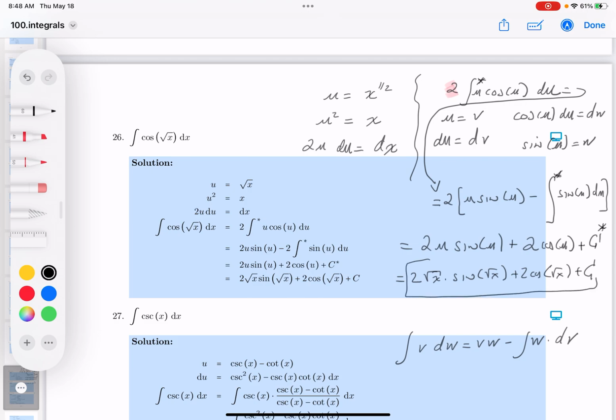I can put a box around this, and I want to see if I got the right answer. Again, there is work written down here, but we're walking you through that. So this is the answer here. Am I getting that? I'm getting 2 root x sine root x plus 2 cosine. Yeah, it looks like we did a good job. Time to move to the next question. Thank you.